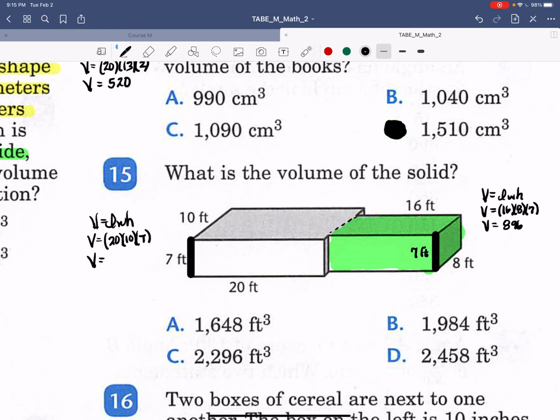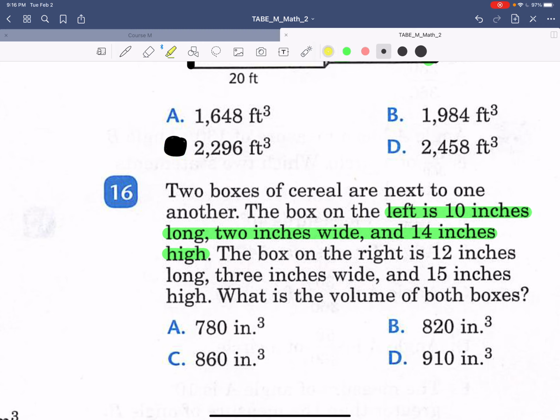Number 16. 2 boxes of cereal are next to one another. The box on the left is 10 inches long, 2 inches wide, and 14 inches high. The box on the right is 12 inches long, 3 inches wide, and 15 inches high. What is the volume of both boxes? There's the addition word, both.